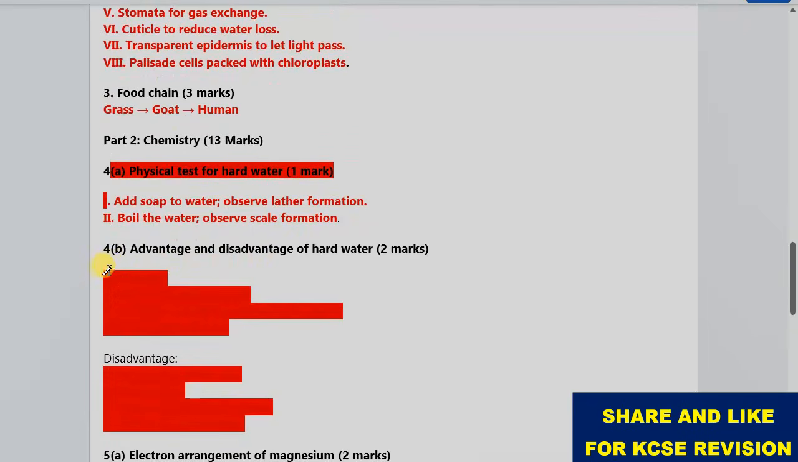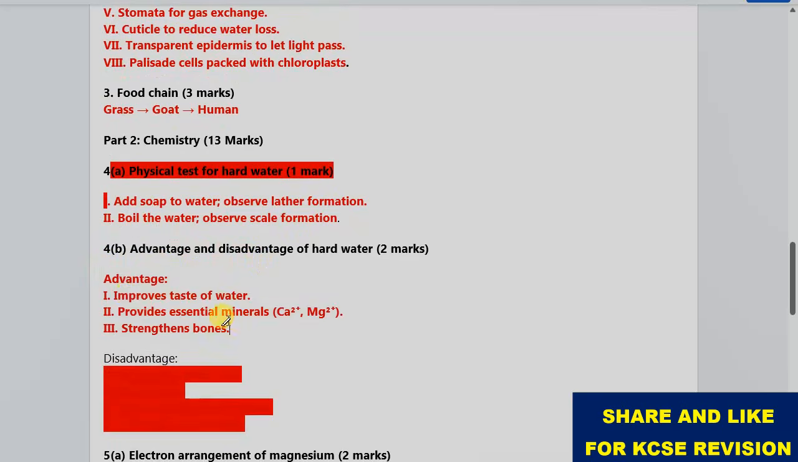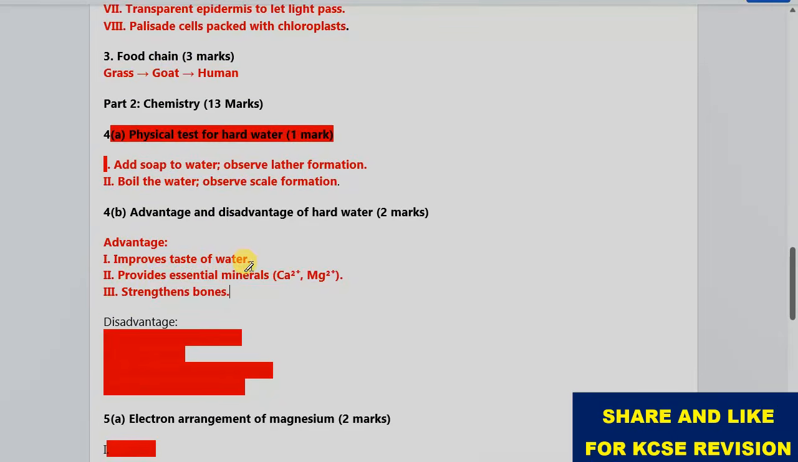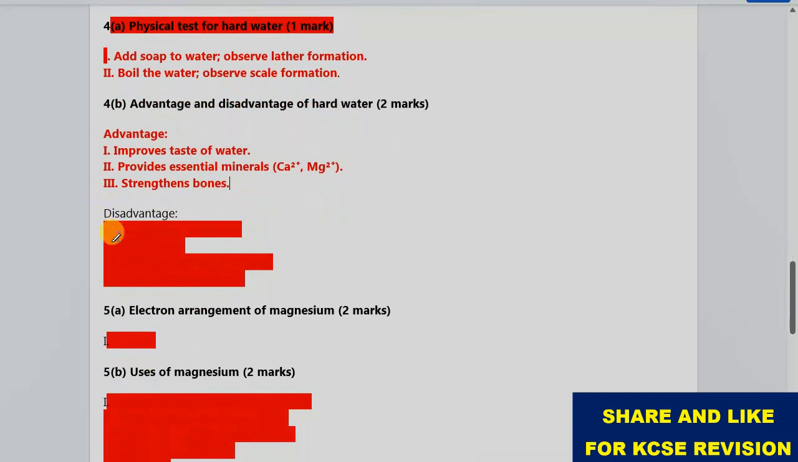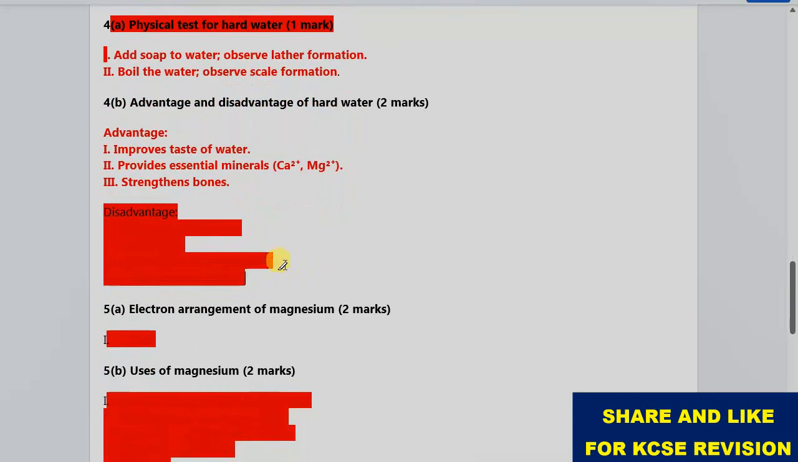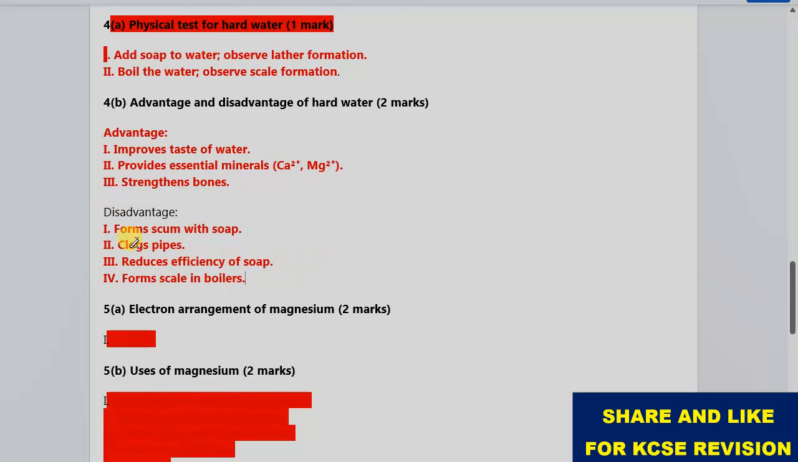Advantages of hard water. State advantages. Improves taste of water, provides essential minerals such as magnesium and calcium ions in the body, strengthens the bones. It also has disadvantages. Hard water forms scum with soap, clogs pipes, reduces efficiency of soap, forms scales in boilers.